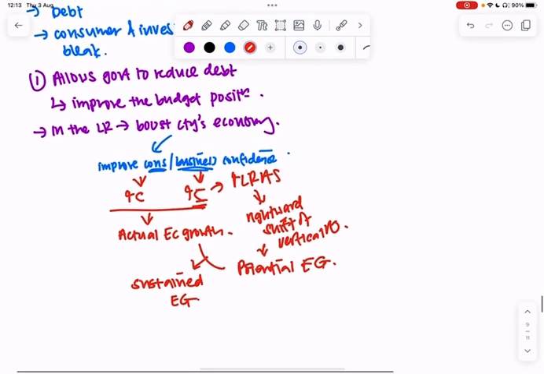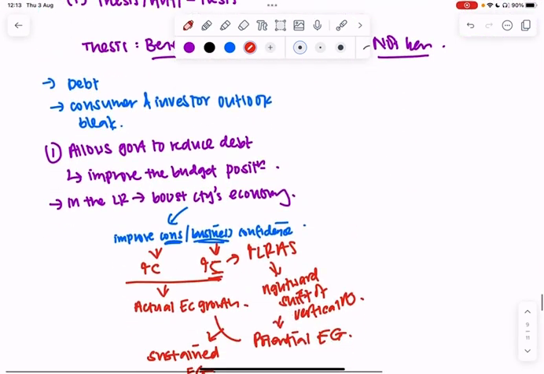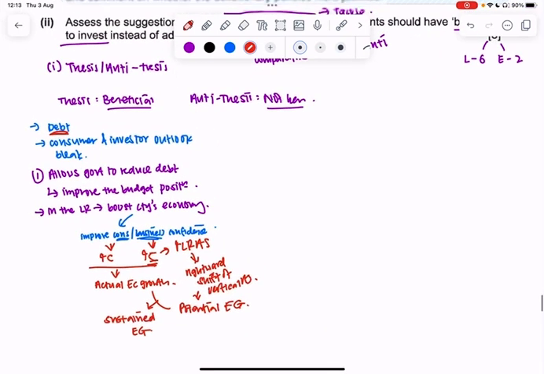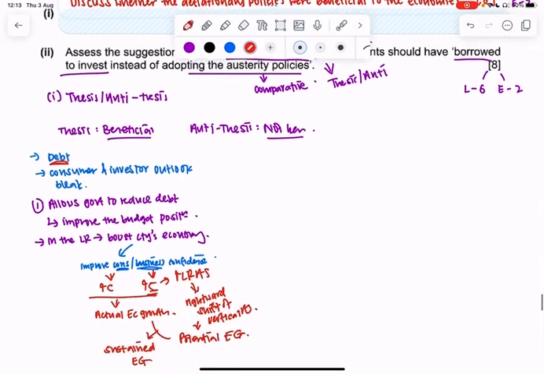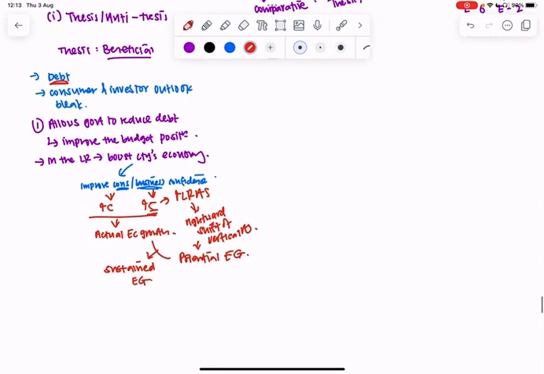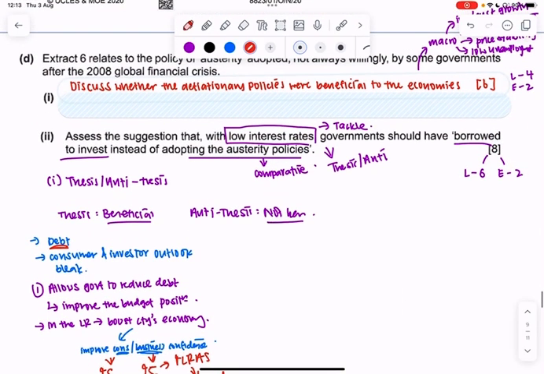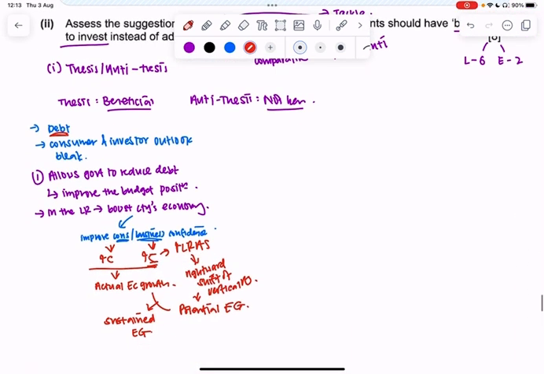So you see this point over here, right? I had to bring in some form of contextual knowledge about what countries were like after the 2008 global financial crisis, and then I linked how austerity measures or the deflationary policies were able to benefit the economies who took part in them in the long run.